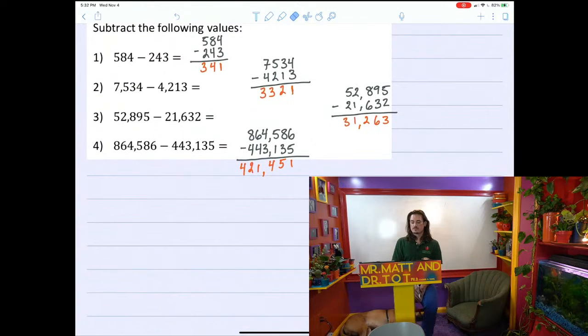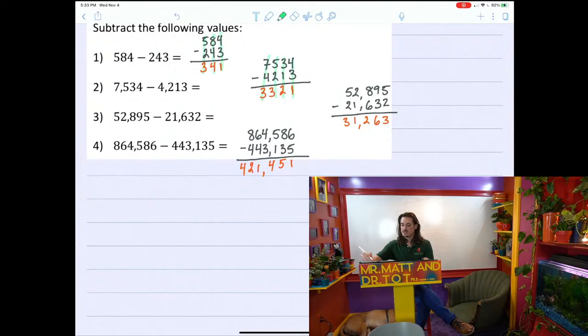Okay, so I started to solve these values. 584 minus 243. 4 minus 3 is 1. Let me get my highlighter out. So notice 4 minus 3 is 1. 8 minus 4 is 4. 5 minus 2 is 3. So that leaves us with 341. For number 2, 4 minus 3 is 1. 3 minus 1 is 2. 5 minus 2 is 3. And 7 minus 4 is 3. So 7,534 minus 4,213 is going to give us 3,321.